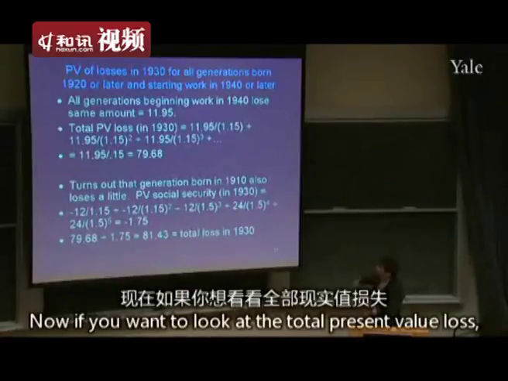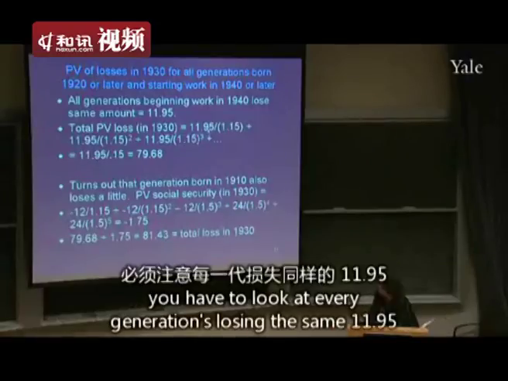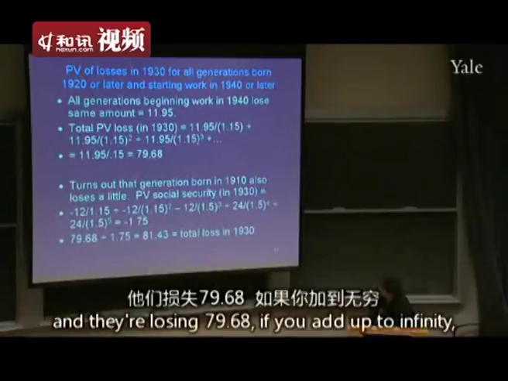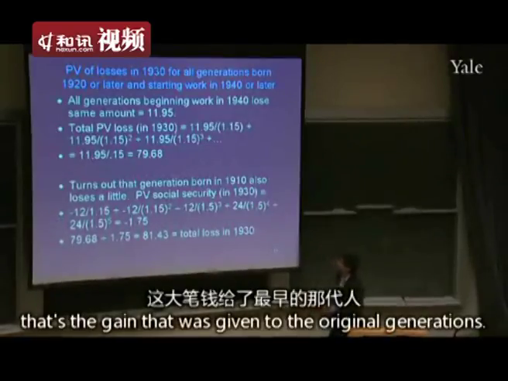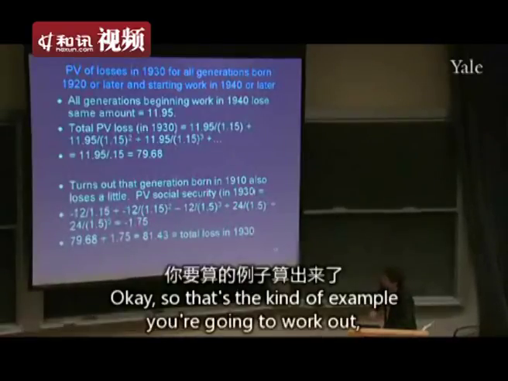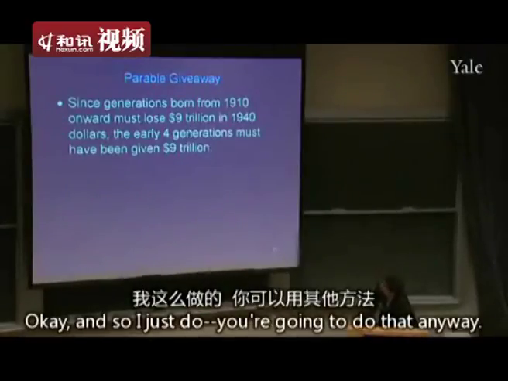Now, if you want to look at the total present value loss starting in the 1930s, for people born in the 1930s, every generation's losing the same 1195, and so you take the infinite future of generations, and they're losing 7968 if you add up to infinity, and of course that's the gain that was given to the original generations. Okay, so that's the kind of example you're going to work out, except with realistic numbers. But you're going to do that anyway. All right, so that's it.